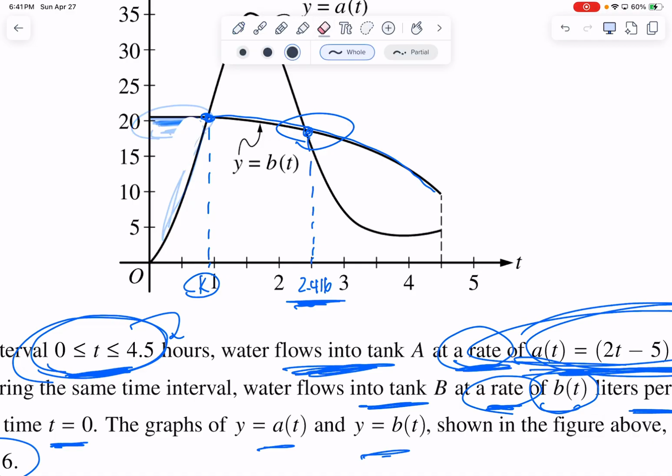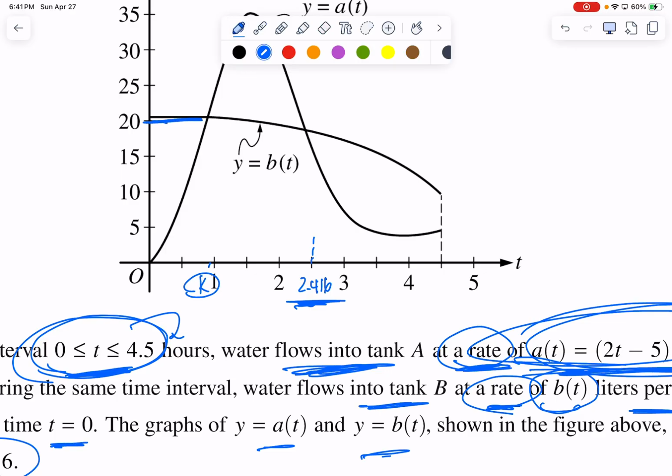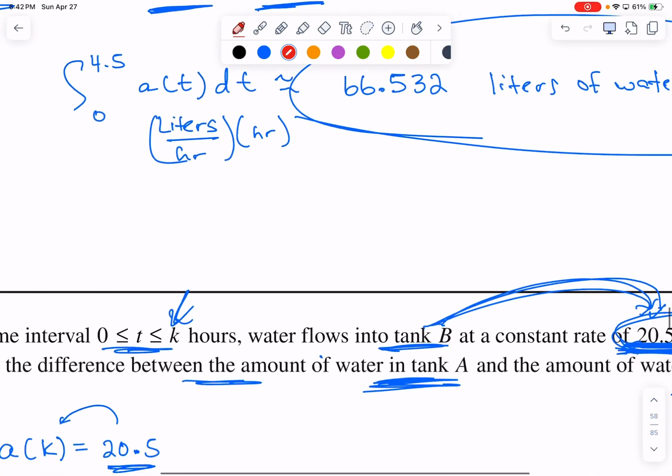I'm going to erase all this. Okay, look at this. I'm looking just at this part, up to K. Which one has a bigger area under the curve, A of T or B of T? B of T. So B of T's gaining more water quicker than A of T, and then eventually A of T is going to fill up quicker, but not till after K. So I'm going to do this as an integral.